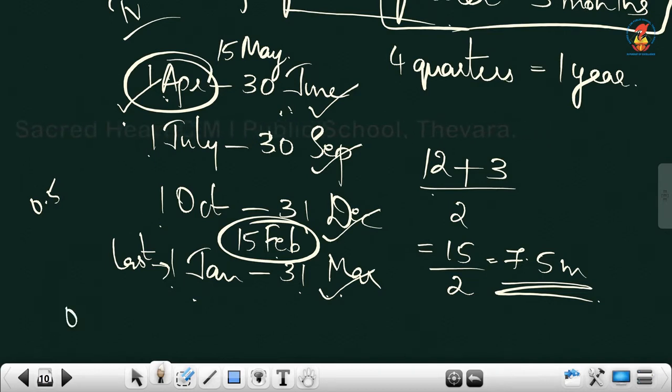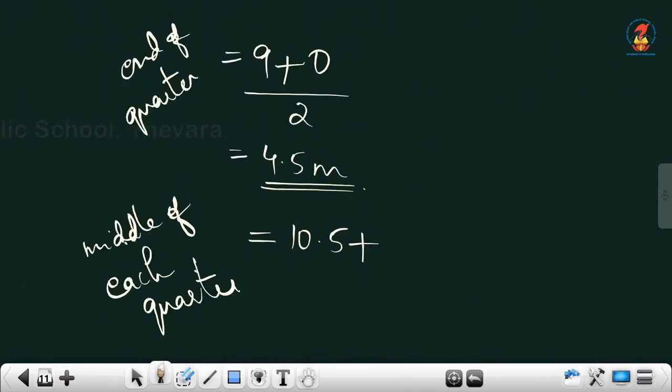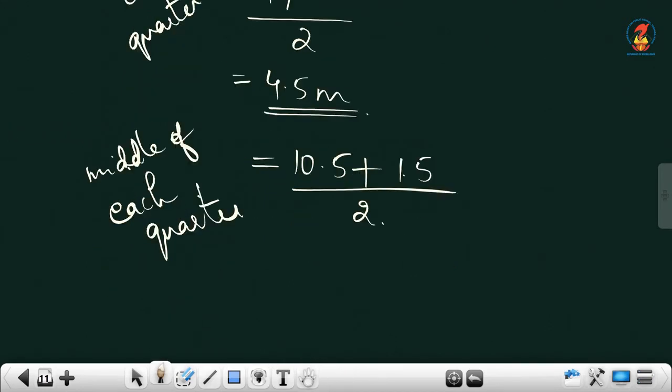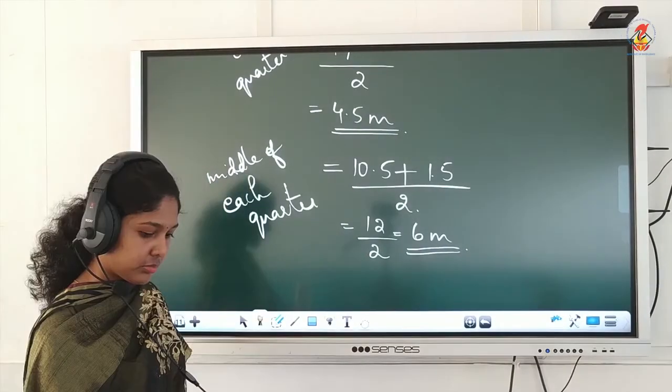After that we have half of February and then March is also there. So we have to write like 1.5. So it will be 10.5 plus 1.5, 12 divided by 2, that is 6 months. So middle of each quarter and middle of each month it is 6 months. This is how we are getting the answer.